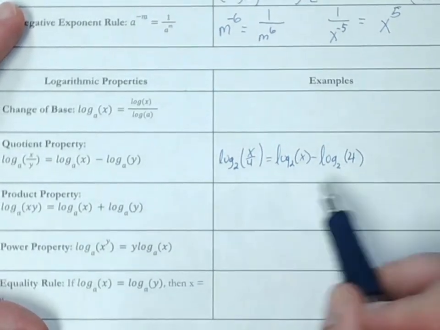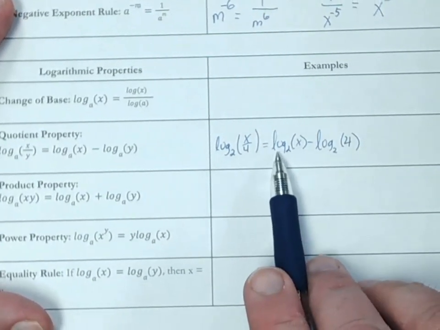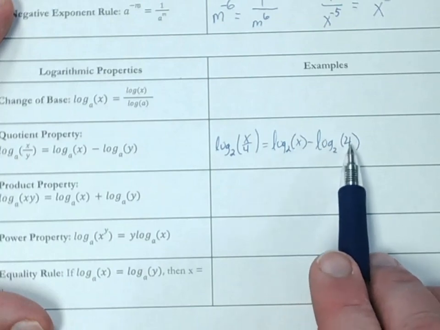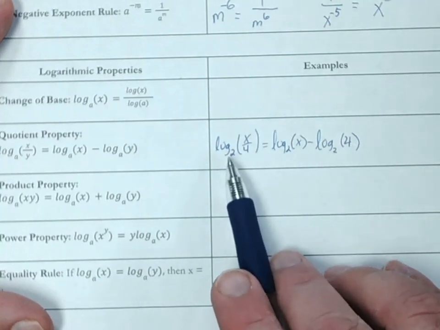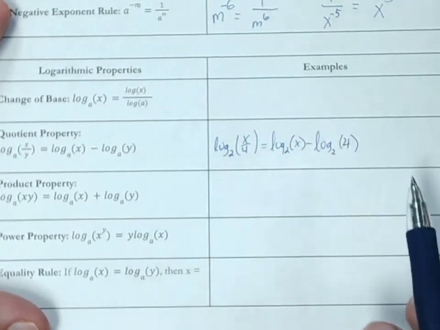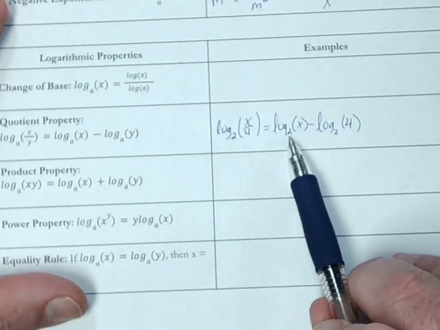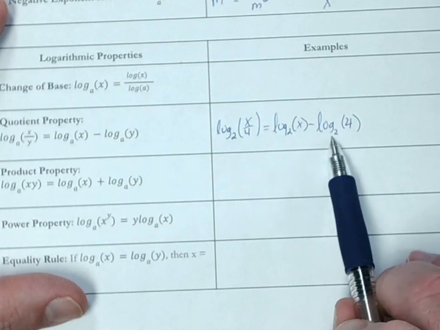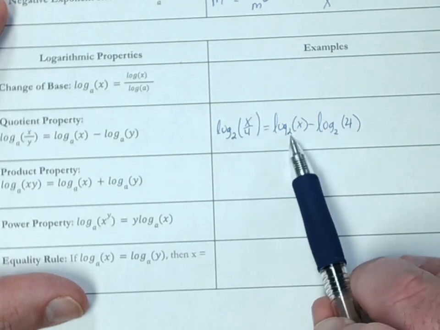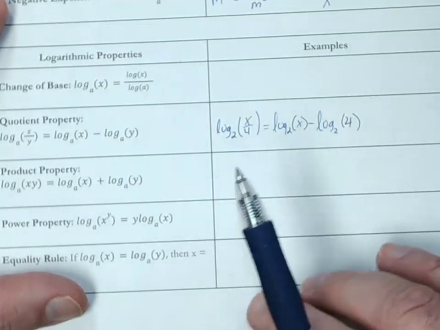And of course, you can go backwards as well. If I gave you log base 2 of x minus log base 2 of 4, you could write it as log base 2 of x over 4. So it goes both ways. The important part is the bases must be the same. If this was not a 2, or this was not a 2, if these weren't the same, I couldn't use this log.